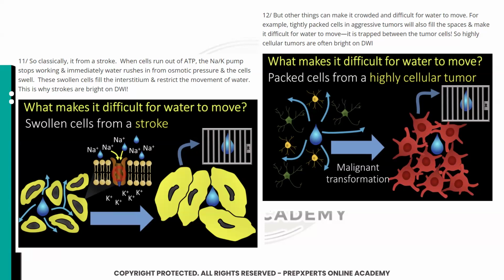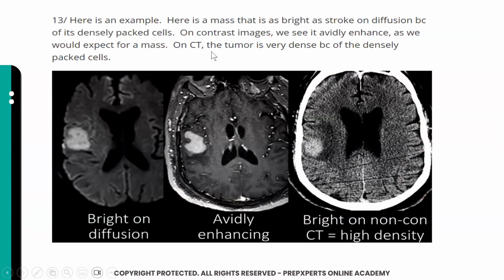Okay, next up. So this is a mass that is bright as stroke on diffusion. This is diffusion restriction, okay? And it is bright like stroke, but it is due to densely packed cells. First of all, we know that stroke is in the territory that is being supplied by a certain artery that is being blocked during the stroke. And secondly, we know that mostly the tumors will show enhancement on the imaging. Stroke will not show this kind of enhancement.